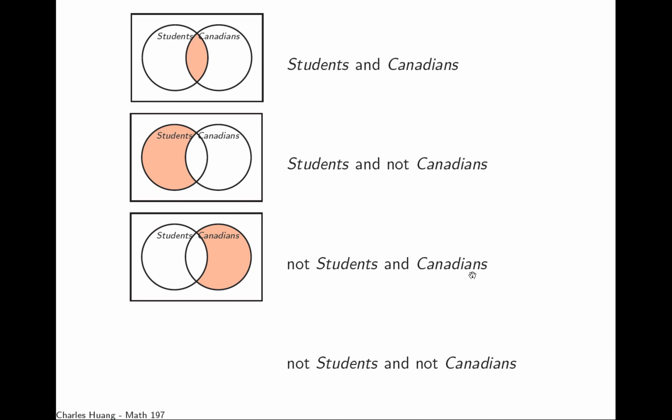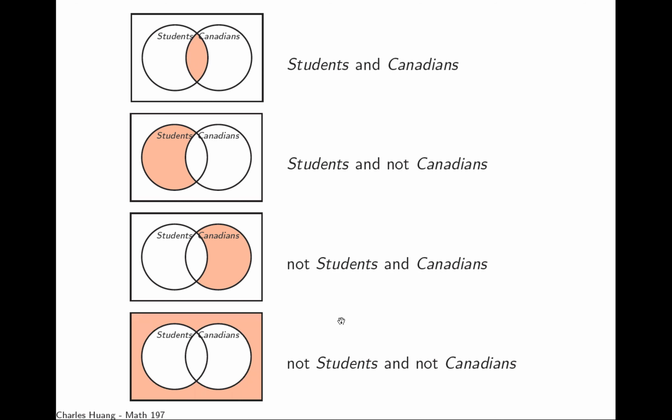For Canadians that are not students, they would be in the Canadian circle, and they wouldn't be in the student circle. And finally, for something that is not a student and not a Canadian, they would be outside of both circles.